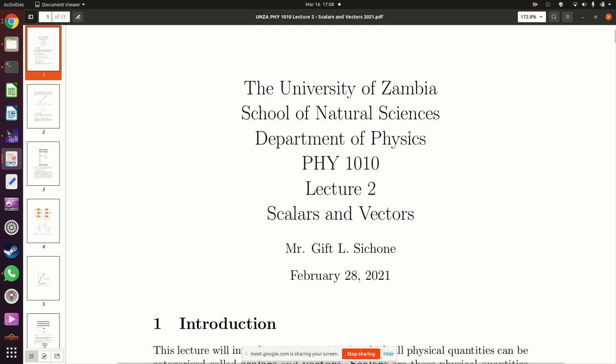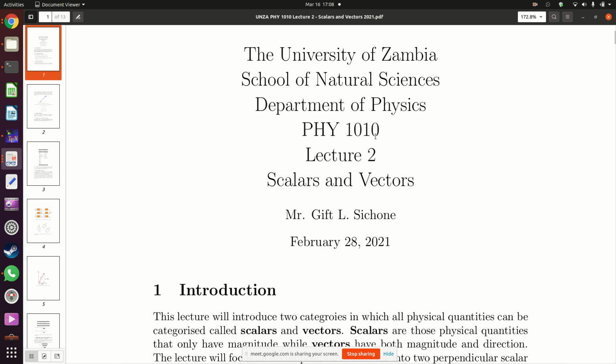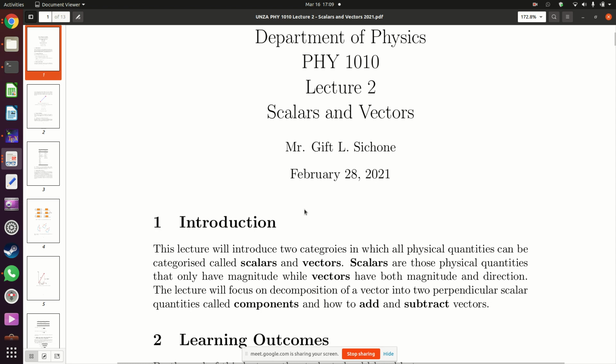Okay, so during today's lecture, we want to start a discussion of something called scalars and vectors. Scalars and vectors is another way of grouping these physical quantities which I've looked at in the other chapter where we're discussing base quantities and derived quantities. So what is a scalar and what is a vector in physics?